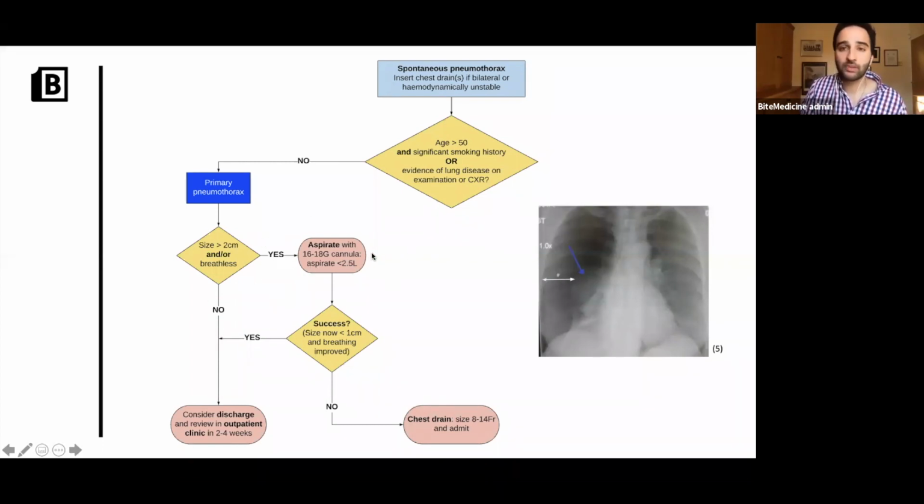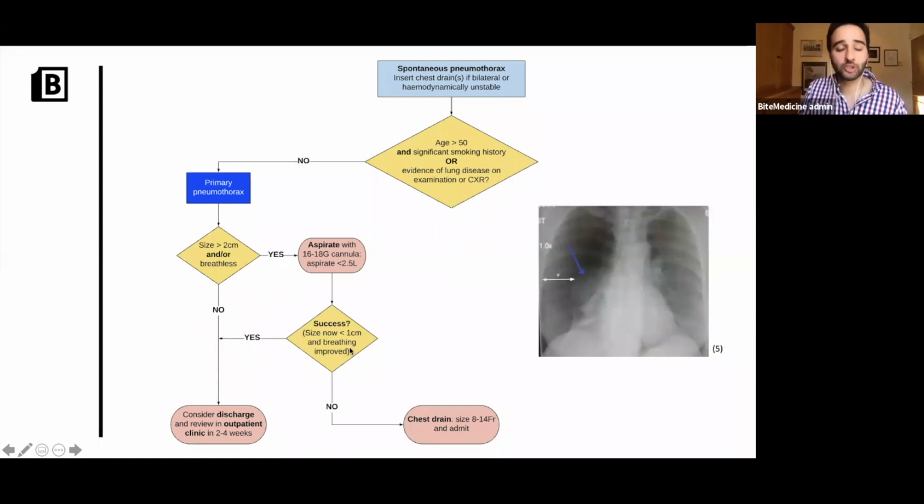Essentially, aspiration is taking out a certain amount of air. The British Thoracic Society says less than 2.5 liters, and in the pneumothoraces I've aspirated, it's often significantly less than that. You're literally putting in that cannula and taking out that air. It's as simple as that. You're not leaving a drain or anything in there. You're just taking the air out and reassessing. So you do another chest X-ray and assess their breathing. Is it successful? If so, you can consider discharging them.